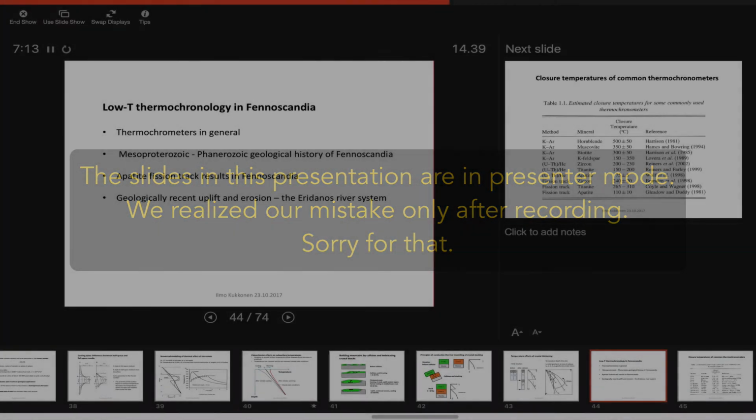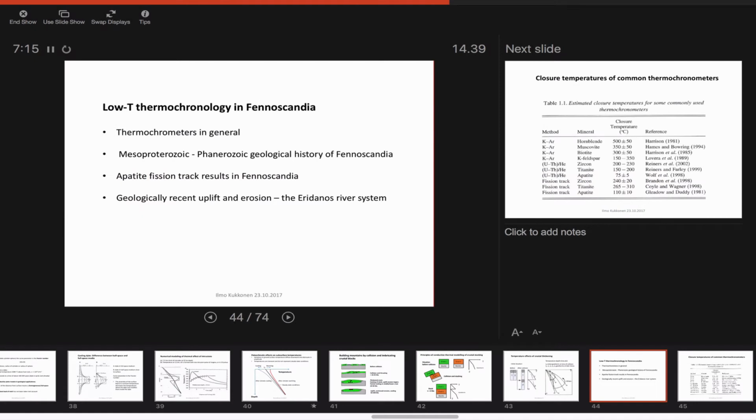Then the second part of this class today is about low-temperature thermochronology in Fennoscandia. Although it was said that this is a method that has not been very much used here, this is not exactly true. There's been quite some work done. But before we look at those data, we look very quickly at the thermochronometers in general.